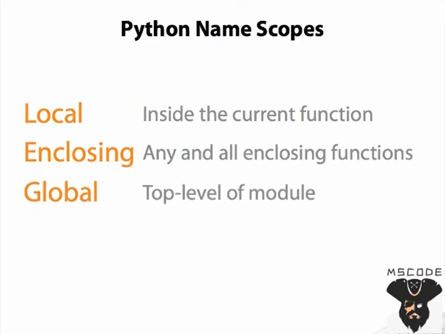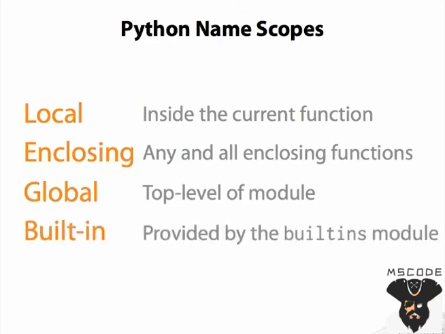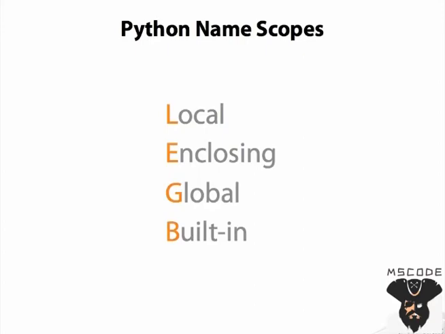Each module brings with it a new global scope. And finally, built-in, those names built into the Python language through the special built-ins module. Together, these scopes comprise the LEGB rule. Names are looked up in the narrowest relevant context.